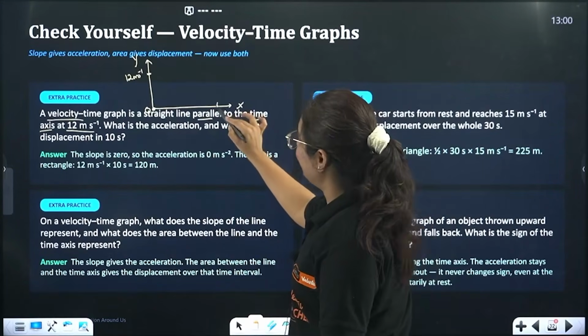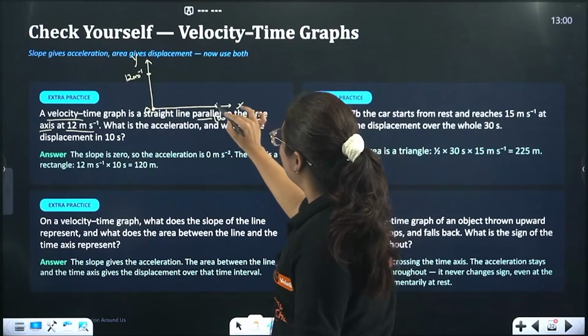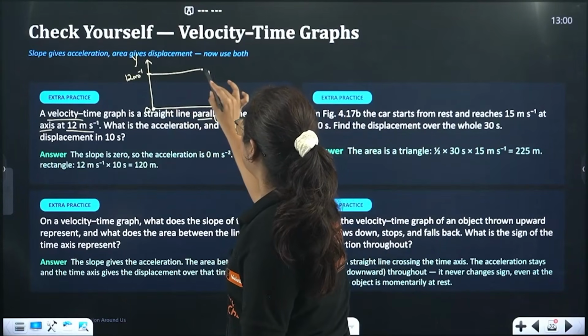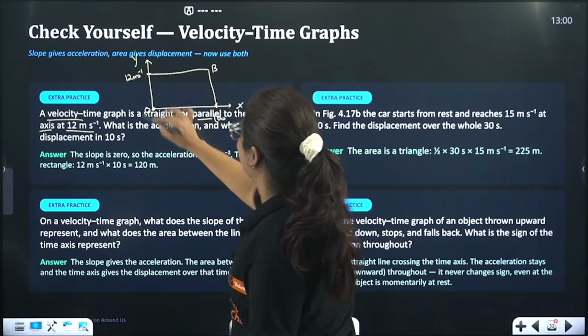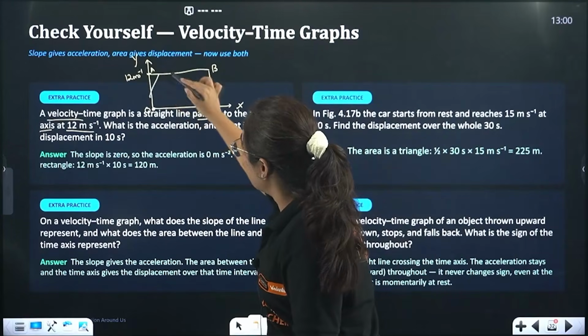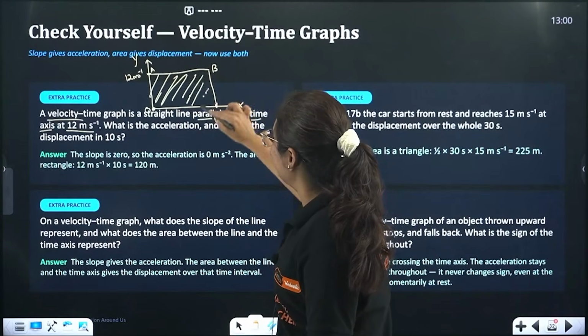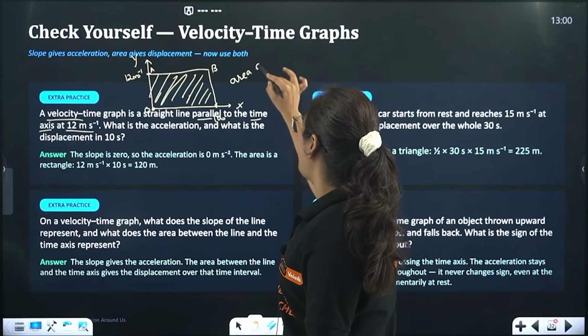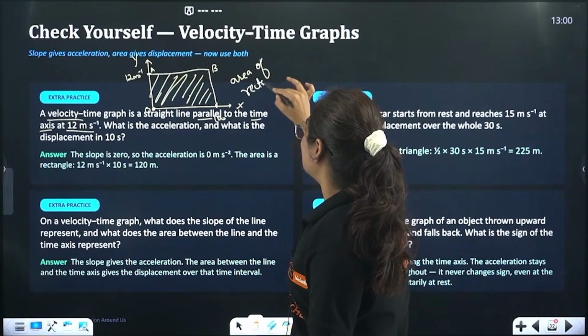After an interval of time, that is 10 seconds also, the object was at the same velocity and reaches the point B. Let's mark it as A. What happened, beta? We have to calculate the area. How will we calculate the area? Area of the rectangle, as it is formed.